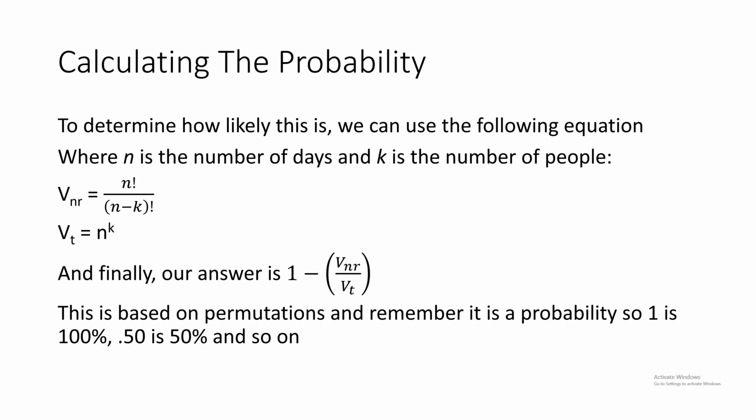This is based on permutations. This is a standard permutation equation. And because this is a probability, 1 would be 100%. So if our result is 1, it is 100% going to happen. If our result is 0.5, it is 50% likely to happen, and so on.